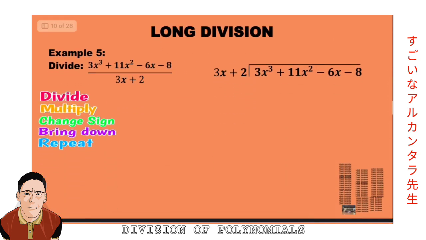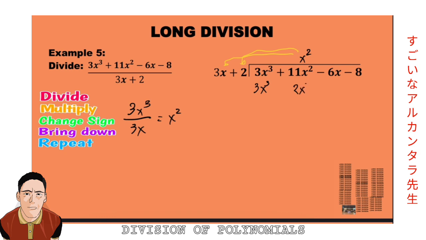Now we have a longer example, but it's fine. It's still complete. Nothing goofy yet. So let's continue. You have your first terms. 3x cubed divided by 3x. Divide that. You get x raised to 2. Align that here. Again, same concept. Multiply. What's x squared times 3x? You get 3x cubed. Next, what is x squared times 2?